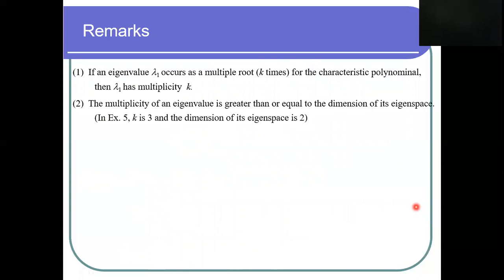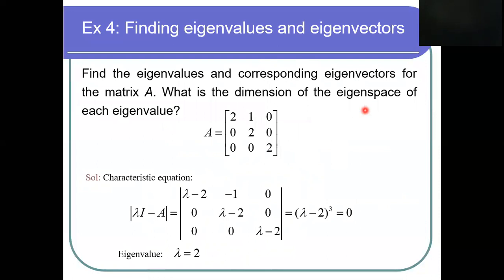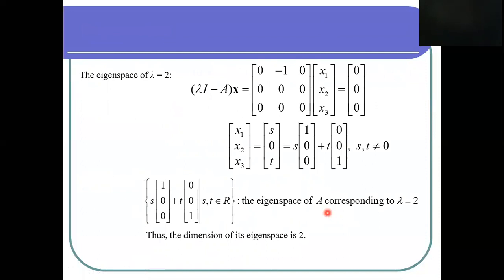So if an eigenvalue lambda 1 occurs as a root k times in the characteristic polynomial, then lambda 1 has multiplicity k. Another result: the multiplicity of an eigenvalue is greater than or equal to the dimension of its eigenspace. Here the multiplicity is 3, and the multiplicity is always greater than or equal to the dimension of the eigenspace, but the dimension of this eigenspace is 2. In that case, the multiplicity is 3 and the dimension of the eigenspace is 2.